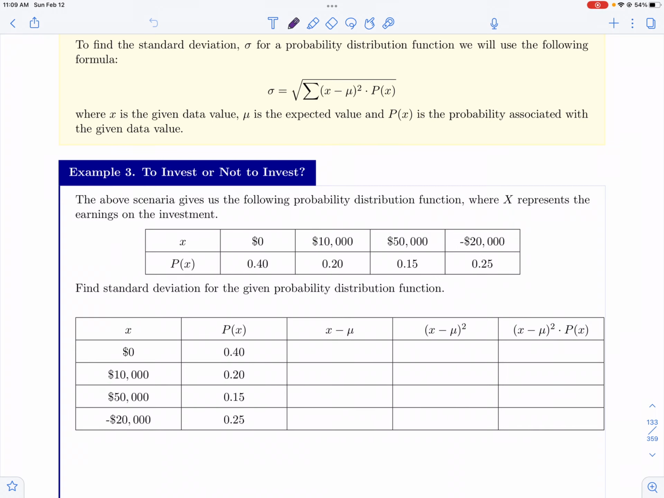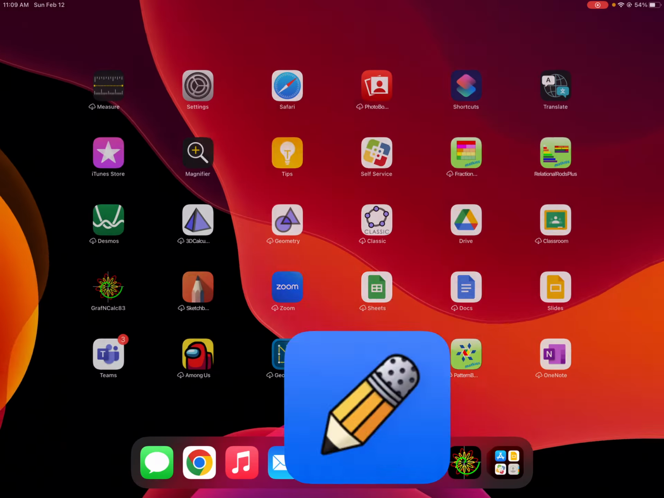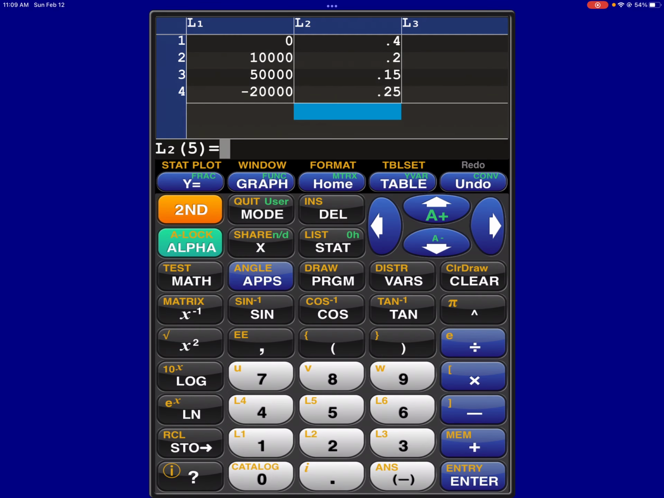So what we're going to do, since we have a table of values, we're going to let our x's be our list 1 and our probabilities be our list 2. And so let me flip over to the calculator real quick. And so if we look and go to stat and then edit, I've already put these in here. So if you haven't done that, go ahead and do that already.